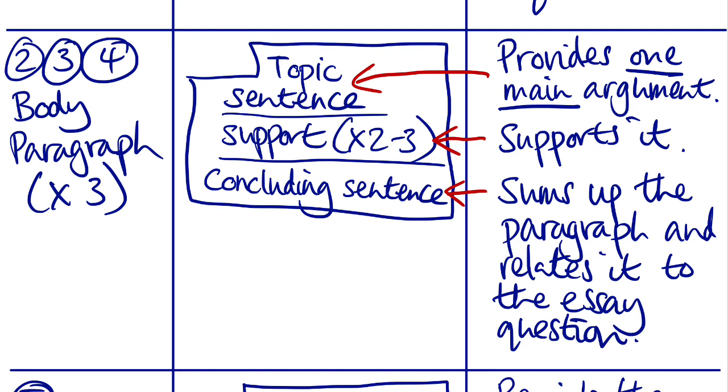Don't use the word because or as in your topic sentence. That will come in the rest of the paragraph. So keep your topic sentence short and simple. Make sure it's a statement. And it's one of the reasons for why you say yes as your answer in the thesis statement.